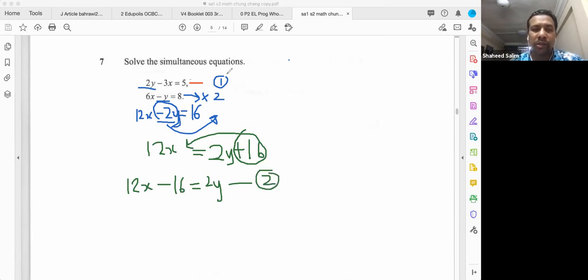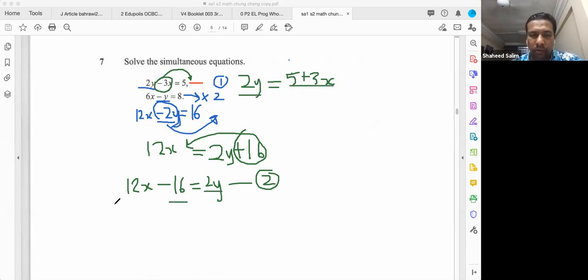Equation 1, I just change it slightly. I just bring the 3x over to this side. So I get 2y equals to 5 plus 3x. Minus 3x becomes plus 3x. Are we okay? Yes. So notice 2y is equal to this.